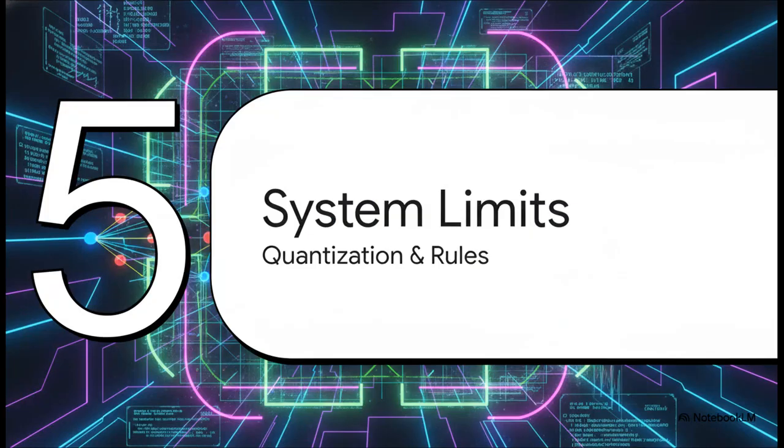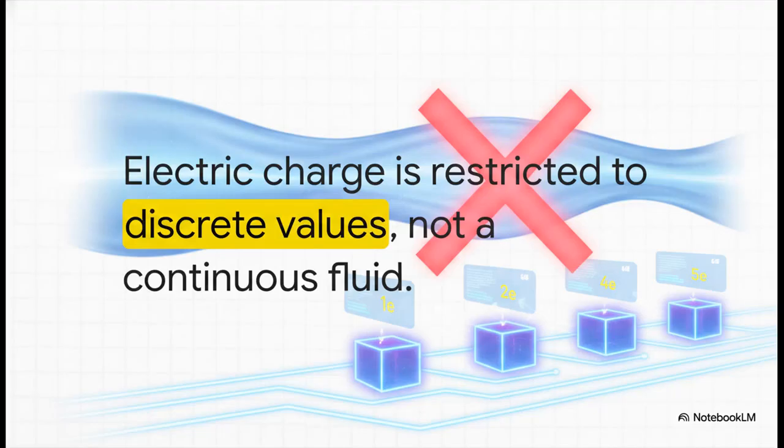And finally, we arrive at Section 5, System Limits, Quantization and Conservation. Think of these as the strict anti-cheat mechanisms of reality. Back in Franklin's day, people assumed electric charge was a continuous fluid, kind of like water. But experiments show it's actually grainy. Electric charge is quantized. That means any detectable charge, we'll call it Q, only comes in exact discrete packets of an elementary charge e, multiplied by an integer n. So you can have a charge of 1e, or maybe negative 6e, but you can never, ever have a charge of 3.57e. The universe just says no.